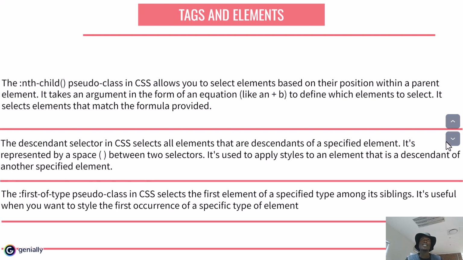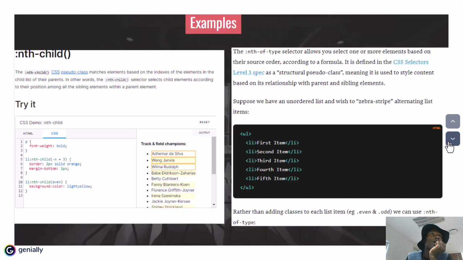So finally, examples. The nth child, same definition: the nth-child CSS pseudo-class matches elements based on the indexes of the elements in the child list of their parents. In other words, the nth-child selector selects child elements according to their position among all the sibling elements within a parent element. Can you guys understand that?